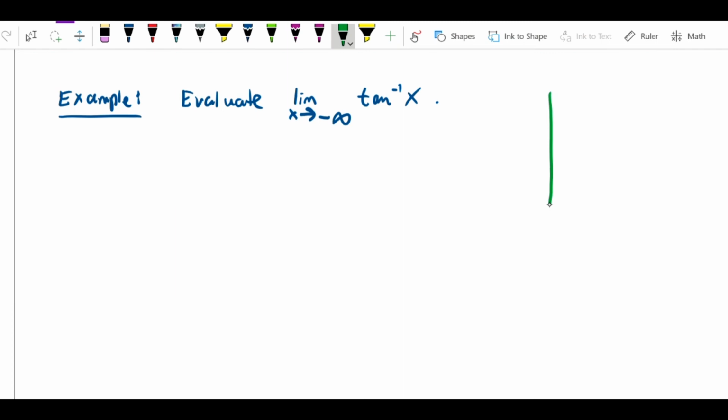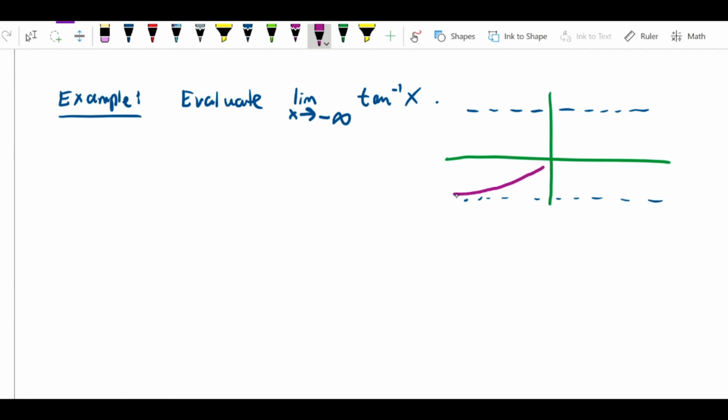So the graph of arctan is really sort of like the graph of one branch of tangent turned on its side. So the arctan function looks like this. This is y equals arctan of x, and the horizontal asymptotes are at pi/2 and -pi/2. So you can easily see from this graph that the limit as x approaches -infinity, going in that direction, is just the horizontal asymptote right down here, and that limit is -pi/2.